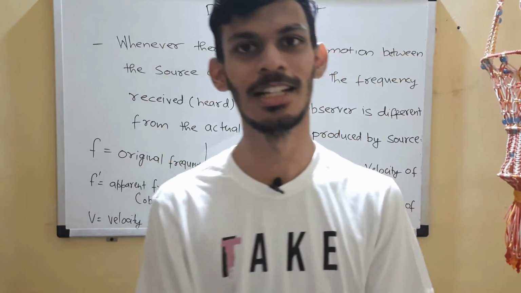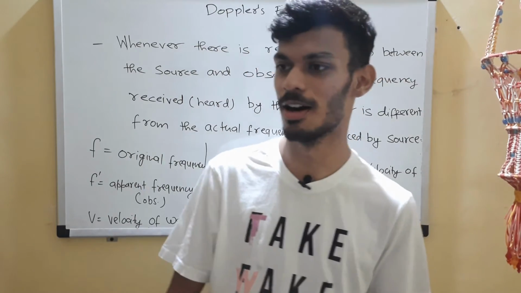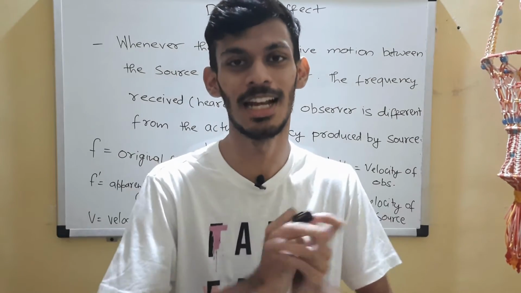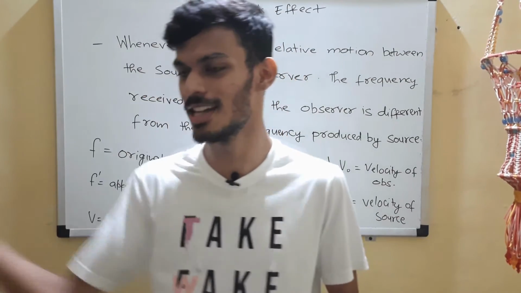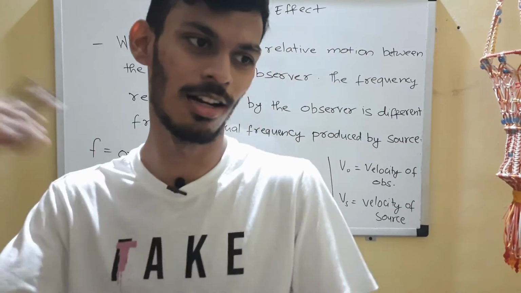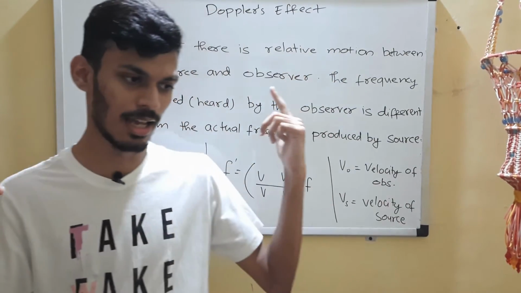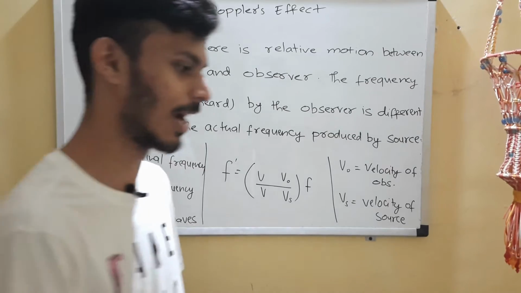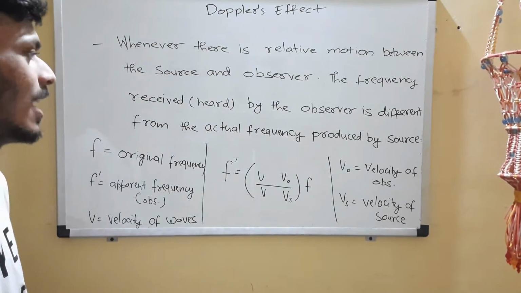Now it is a very common phenomenon. You might have experienced it in your lifetime, standing by the roadside when a car blowing its horn just passed you. That is Doppler's effect. When the car is approaching you, you'll hear one frequency, and when the car is moving away from you, you'll hear a different frequency. Those are two different frequencies, due to relative motion, or Doppler's effect. It's a common phenomenon, you all have experienced it.